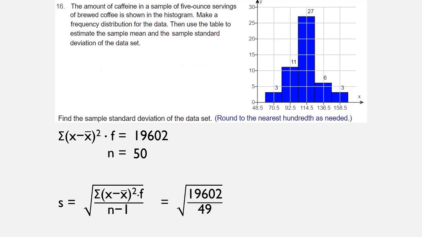So that's going to be the square root of 19,602 over 49. When we plug that into our calculator, we get 20.0010203, and so on, which rounds to 2 decimal places as 20.00. So that's your sample standard deviation, and that's your answer.